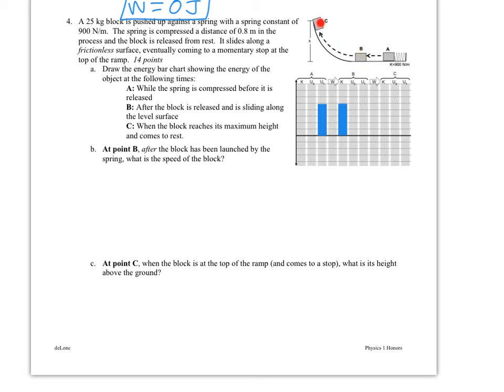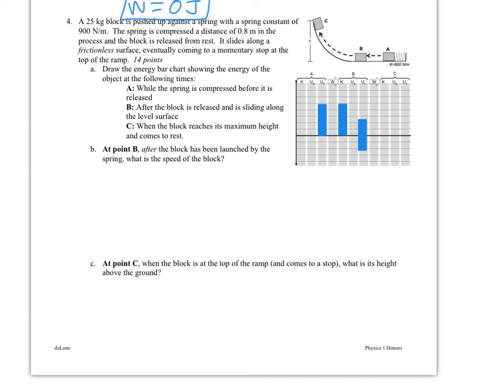And then as it slides all the way up to the top, it comes to rest, we're told, so there's no more kinetic, but we do have a height now, so all of that energy is gravitational potential. So your bar chart should be all spring potential, all kinetic, and then all gravitational potential, and the same amount at each point in time, because it's just being transferred from one form to the next.